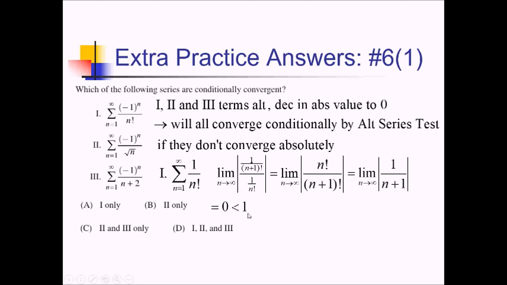Since that is less than 1, we can show that option 1 here converges absolutely by the ratio test. Since it converges absolutely, therefore it does not converge conditionally. So anything with choice 1 in it can be eliminated. So that gets rid of choices A and D. So now we're just going to check out 2 and 3.